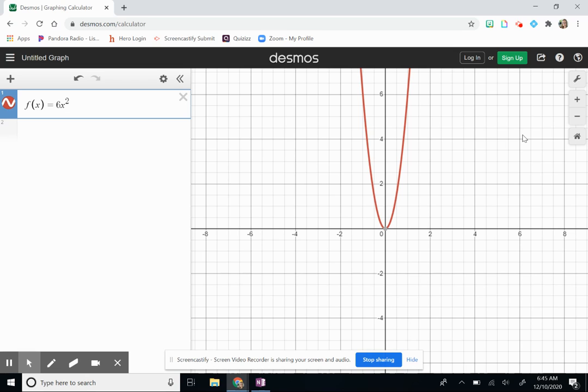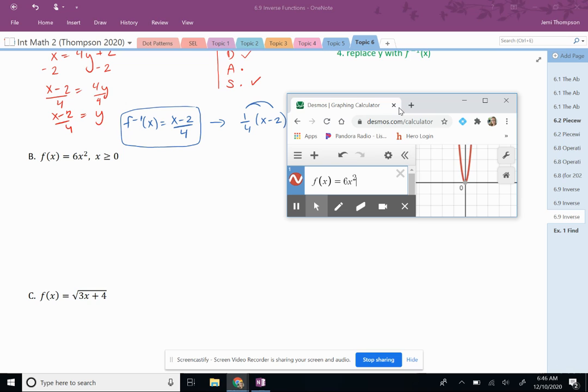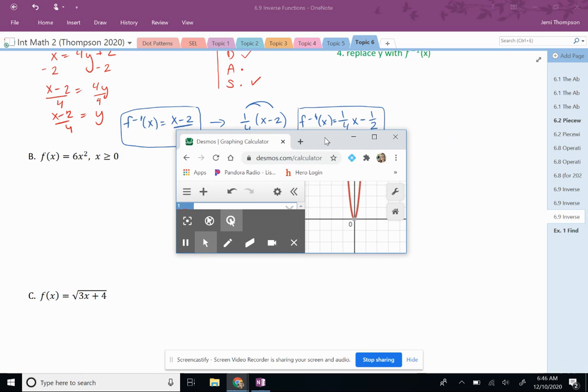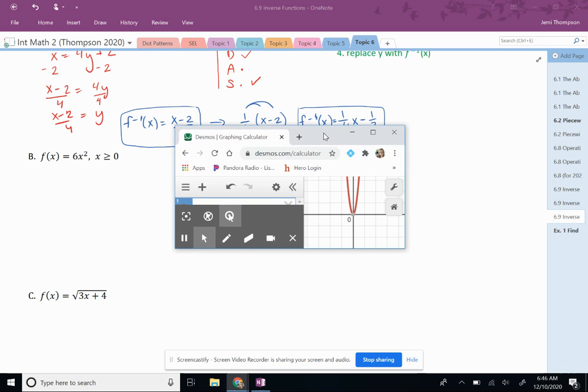So what I do to get around this so that I can find the inverse is I restrict the domain. This is probably a very new concept, but as I look at this problem, you'll see that I have f of x equals 6x squared, comma, x is greater than or equal to 0. So I'm restricting the domain to only look at half the graph so that I can find the inverse.